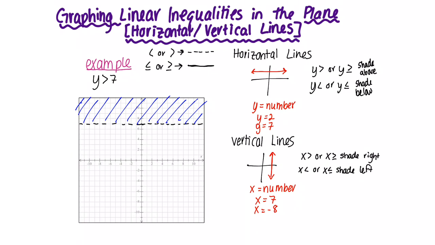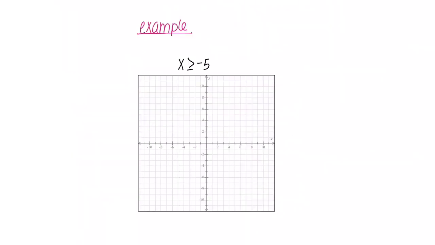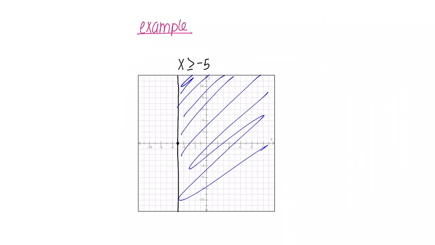Let's do another. So here we have x is greater than or equal to negative 5. So for my line, I'm going to go to x equals negative 5. That's right here. This is going to be a vertical line, so it's the whole line where the x values are negative 5. And we have an underline here, which means that we are going to draw a solid line. There's that line there. We want to shade the x values that are greater than negative 5. So that's going to be to the right. There we go. That's it. It's done.